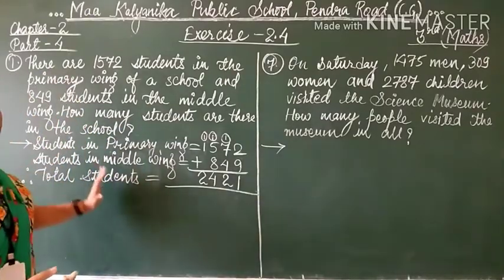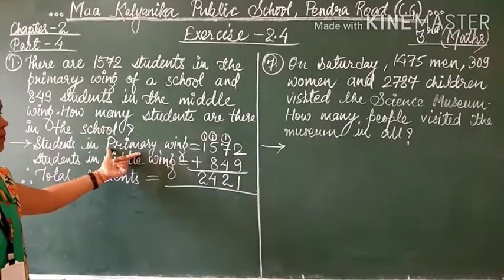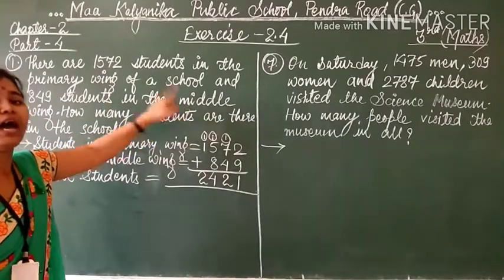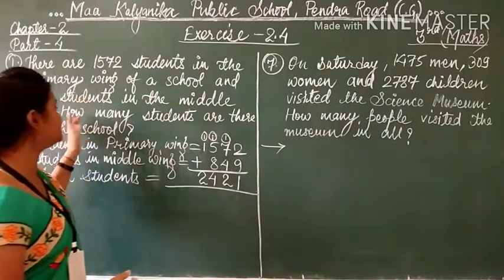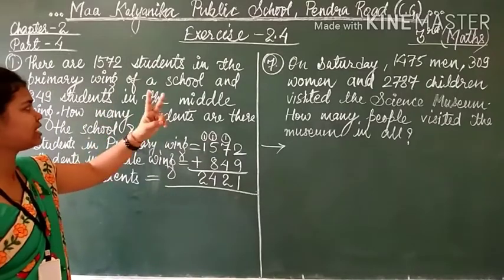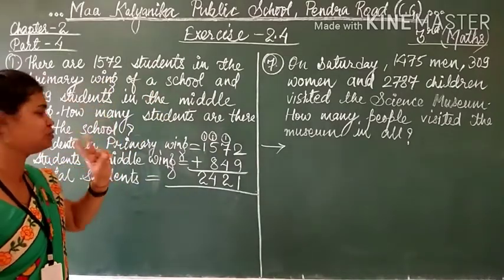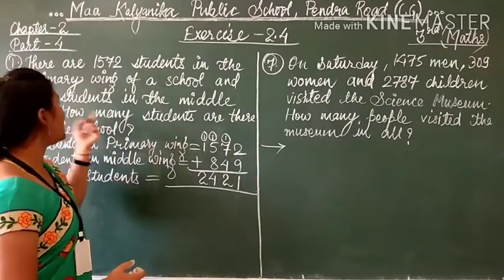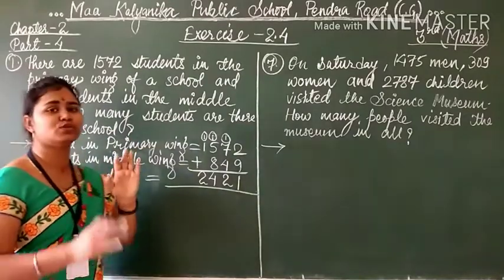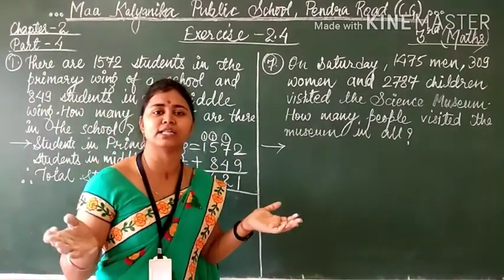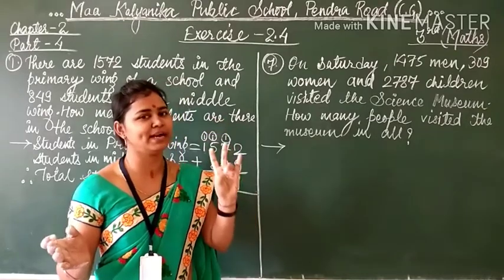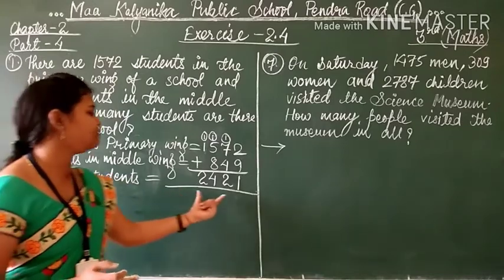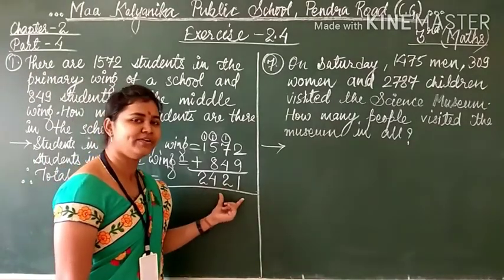Here I have explained that in the primary wing, how many students are given, that is written. Then in the middle wing, how many students are there, that is written. Only two things are given, primary wing students and middle wing students. Then the third thing was the question: how many total students are there, adding the primary and middle. So simply we have added both numbers by writing their statements and we have received the answer 2421.